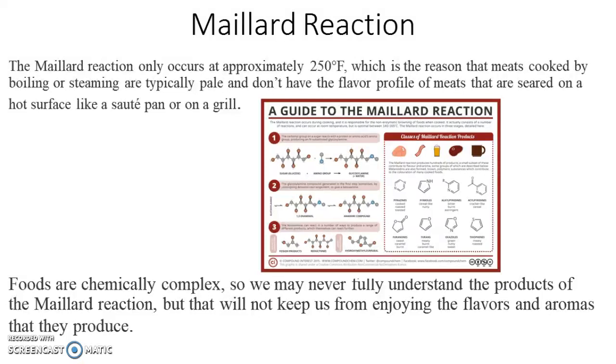There's also something called the Maillard reaction. The Maillard reaction occurs at approximately 250 degrees, which is the reason that meats cooked by boiling or steaming are typically pale and don't have a lot of flavor profile. But meats that are seared on hot surfaces, like in a saucepan or a grill, do have more flavor. Foods are really complex, so we'll never really fully understand the products of the Maillard reaction, but that won't keep us from enjoying it.